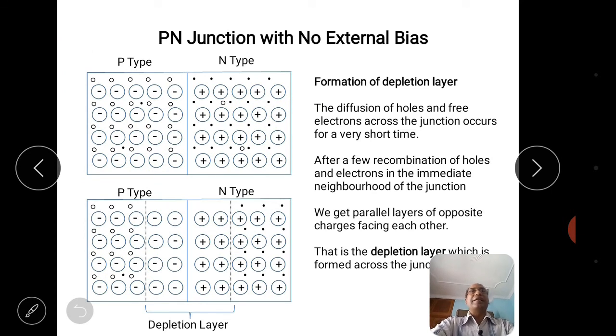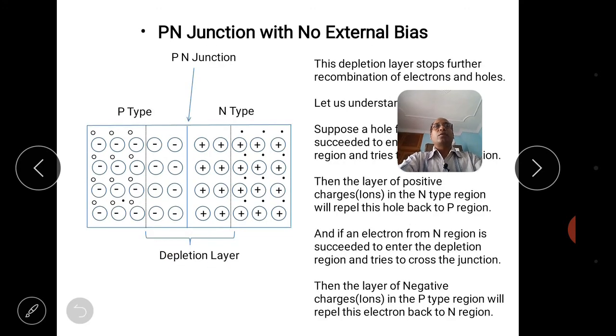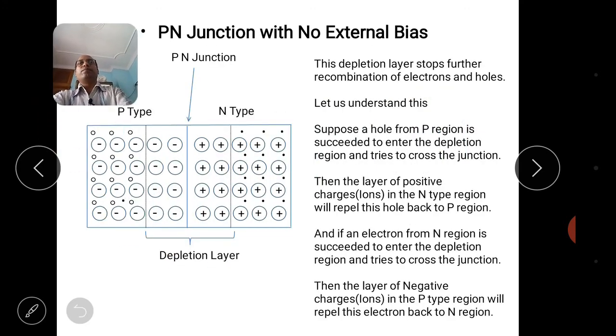Formation of depletion layer. The diffusion of holes and free electrons across the junction occurs for a very short time. After a few recombinations of holes and electrons in the immediate neighborhood of the junction, we get parallel layers of opposite charges facing each other as shown in the figure. This is the depletion layer which is formed across the junction. This depletion layer stops further recombination of electrons and holes.